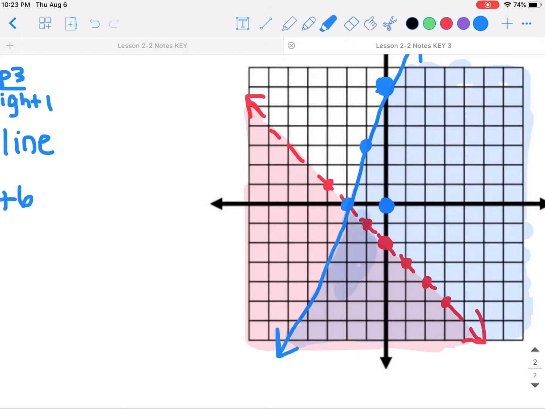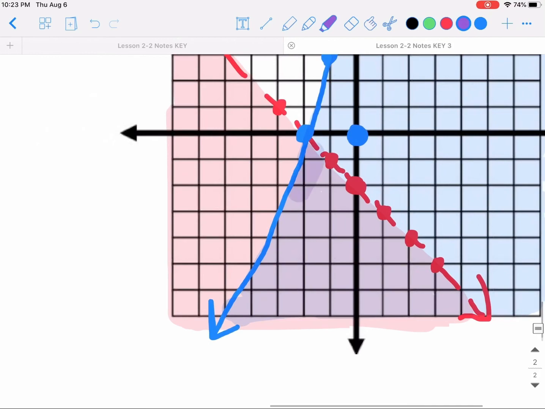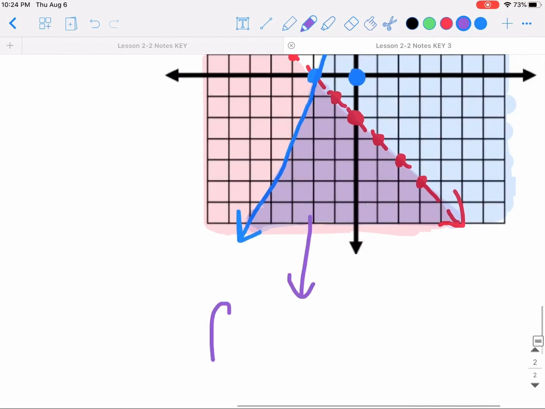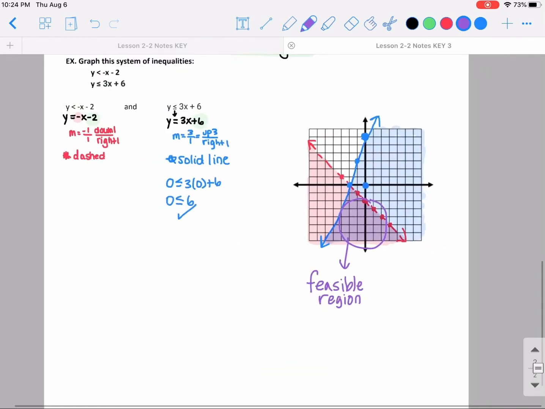All right. The answer to this system is just going to be the double shaded region. So this purple section right here, that is the answer, the double shaded region, and we call this region, again, the feasible region. And that's our solution. All points here satisfy both of these inequalities.